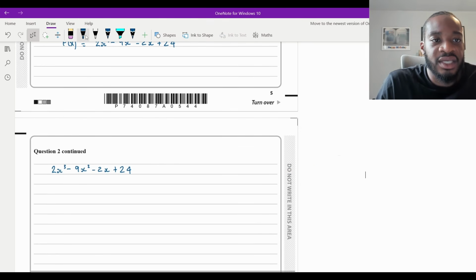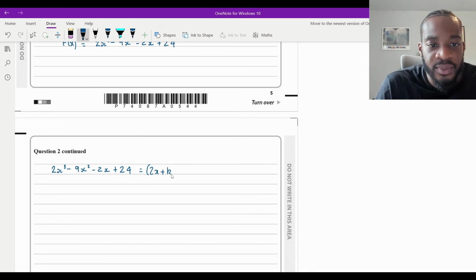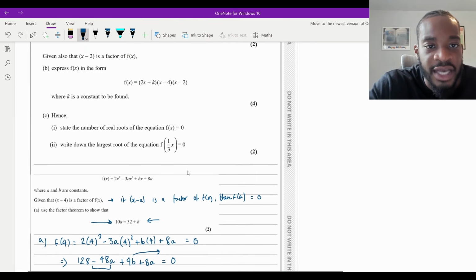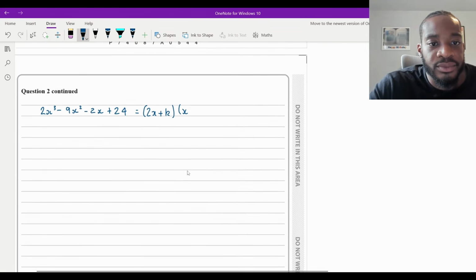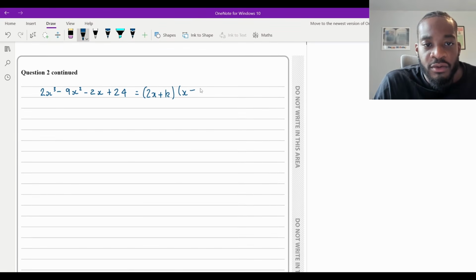And then we know that this is going to equal, from the question, 2x plus k, and then I'll put it in the same order, x minus 4, x minus 2, okay? So x minus 4 and then x minus 2.